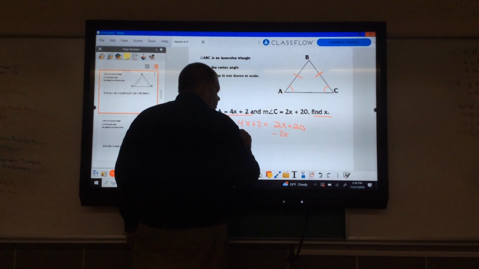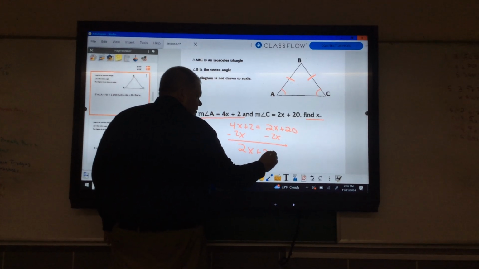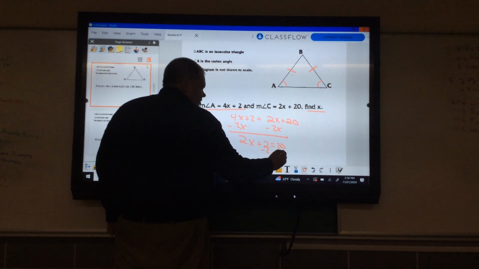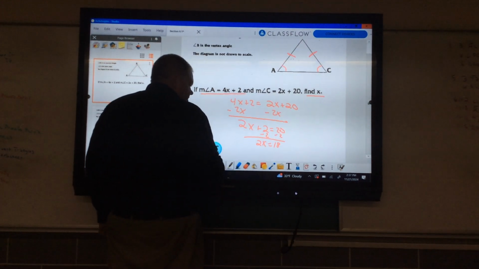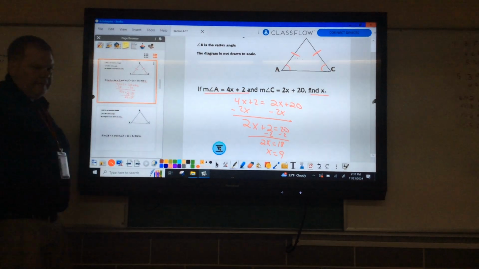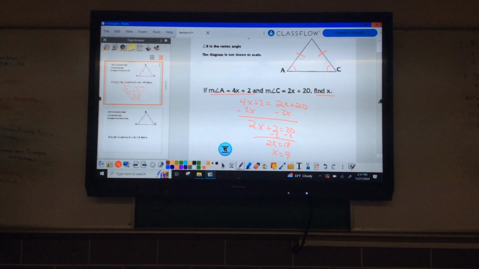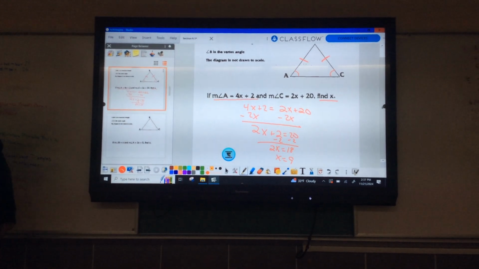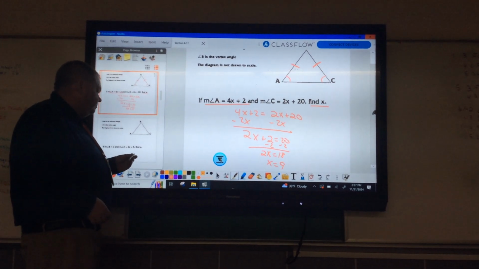So we're going to subtract the 2x from both sides. So we have 2x plus 2 equaling 20. We subtract our 2 from both sides. So 2x is 18, and then x will be 9. Now, keep in mind that B is the vertex angle, so that's the one that's not congruent.